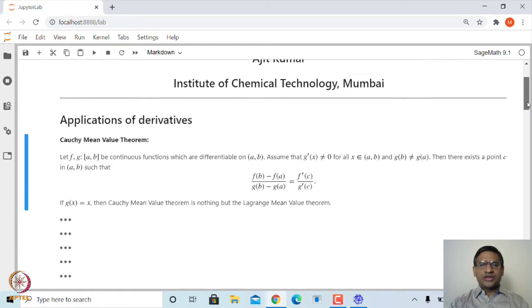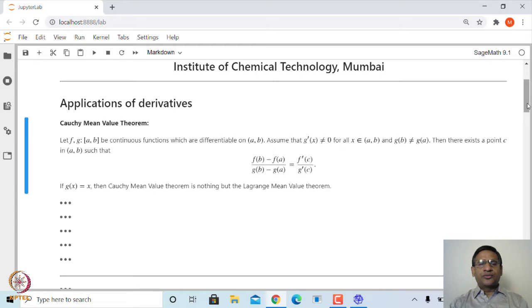Cauchy mean value theorem says that if you have two functions f and g defined on a closed and bounded interval [a, b], which are continuous on this interval and differentiable in the open interval (a, b), and let us also assume that the derivative of g does not vanish in the open interval (a, b), and the endpoint values of g are not equal. In this case, one can find a point c in the interval (a, b) such that (f(b) minus f(a)) upon (g(b) minus g(a)) is equal to f'(c) upon g'(c).